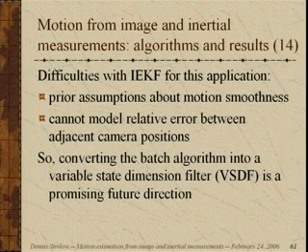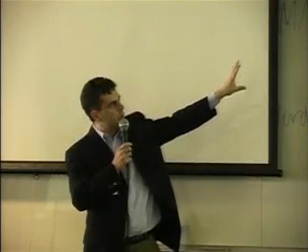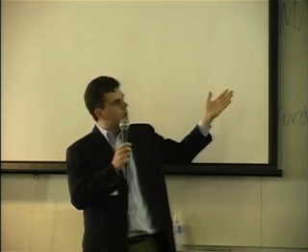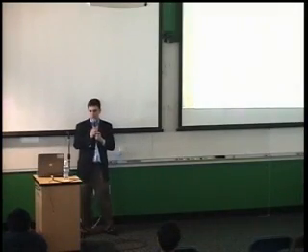It doesn't model the relative error between adjacent camera positions, which you kind of want to know because we're using relative camera positions to triangulate the position of points. And the reason for that is that it only has one camera position in the current state. So, based on these statements, I think a nice approach for the future might be to take that batch algorithm and convert it into a sliding batch algorithm using the VSDF. And that would probably fix both of these problems.